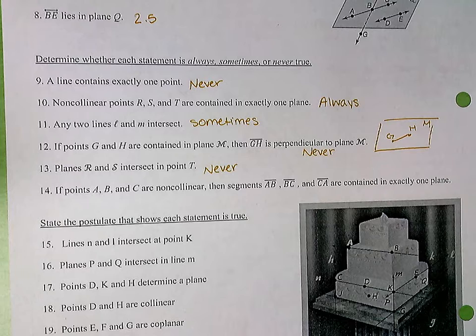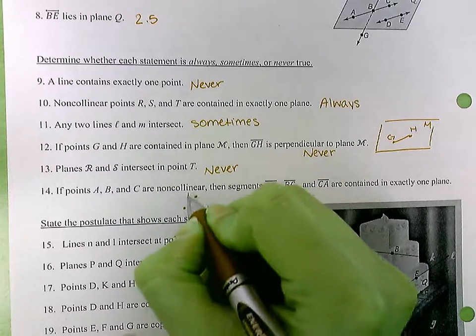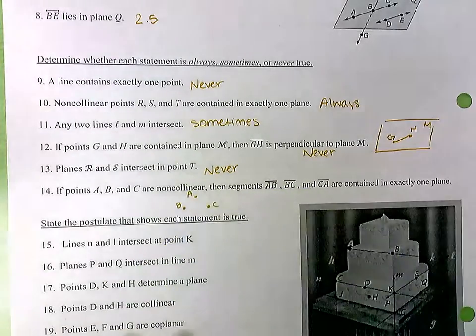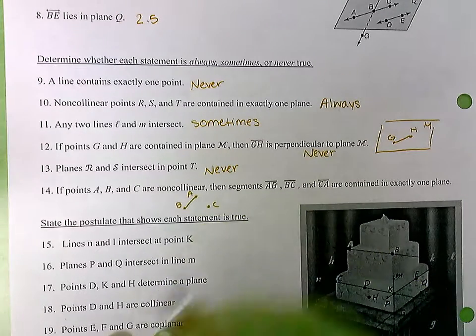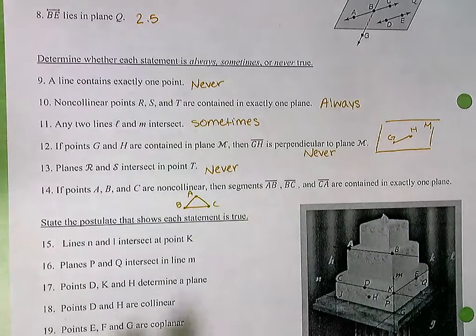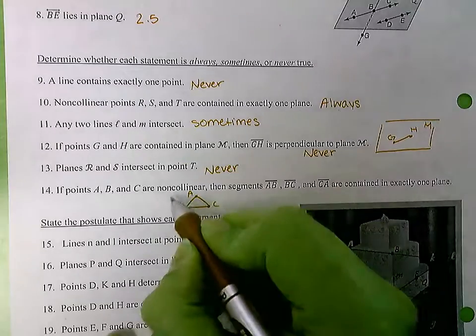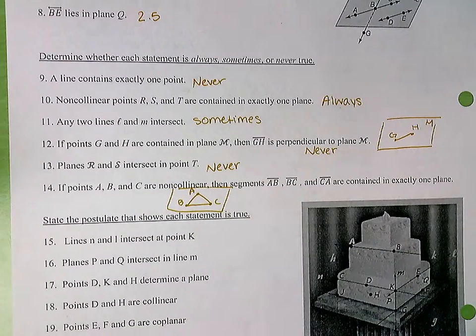If points A, B, and C are non-collinear, then segment AB, segment BC, and segment CA are contained in exactly 1 plane. They all lie in this plane. They were on that plane to begin with, so this is always.